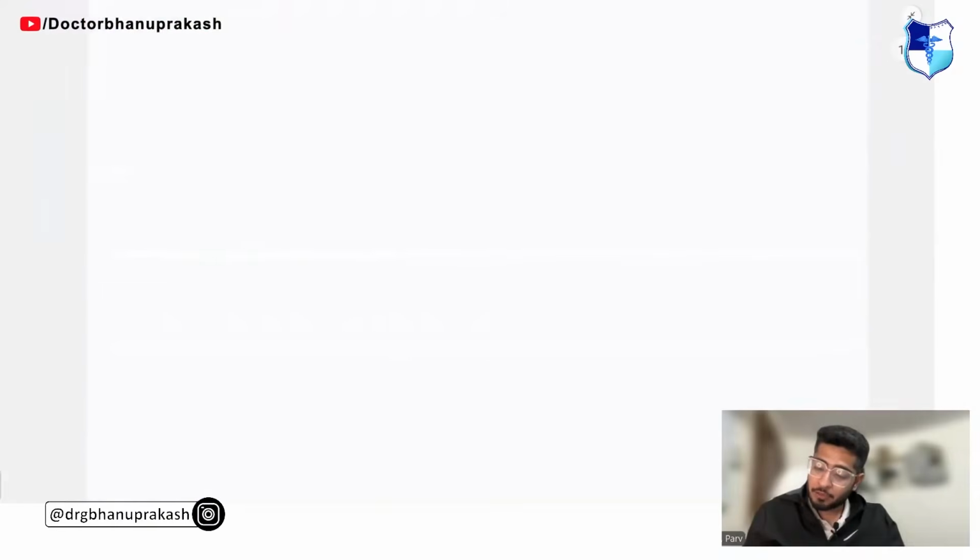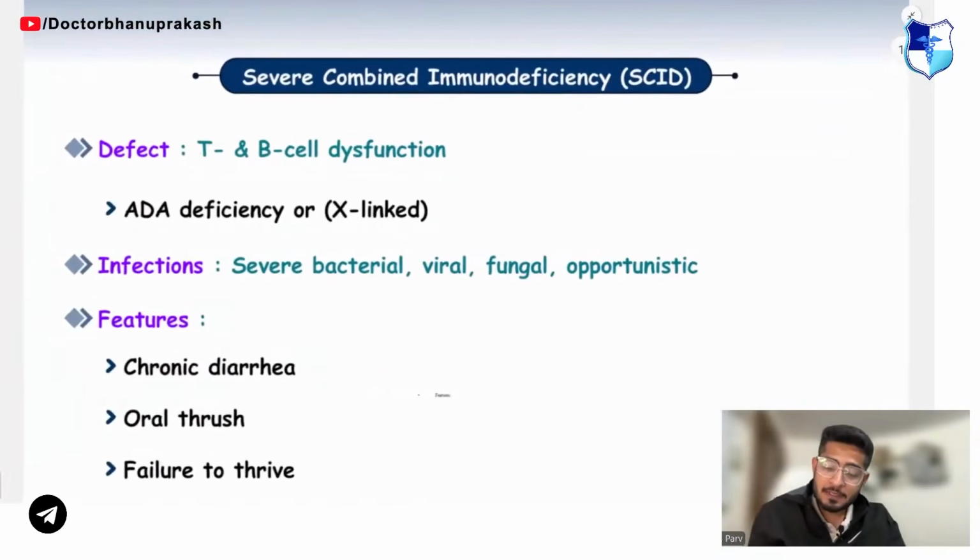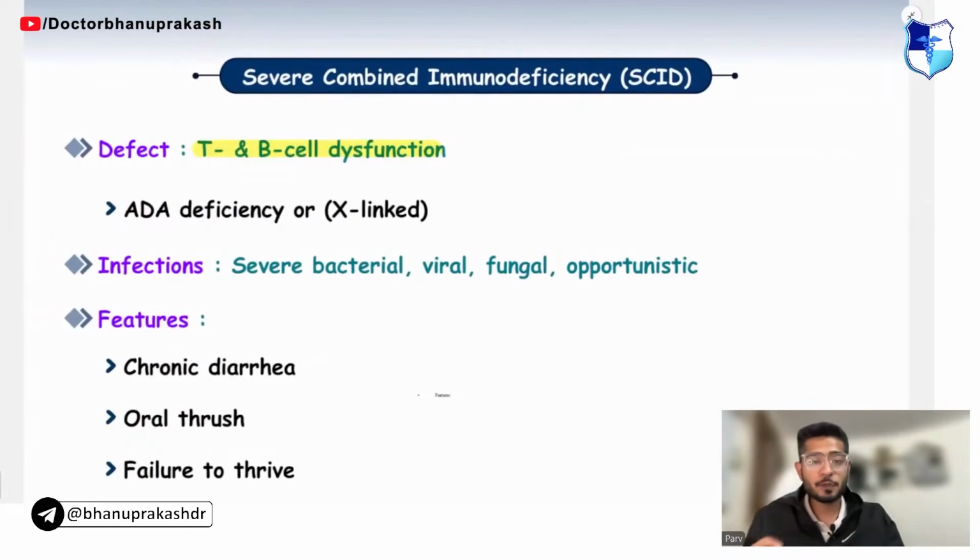Coming on to the last part, severe combined immunodeficiency. There is T cell and B cell dysfunction, which is actually an ADA deficiency. Okay, understood?